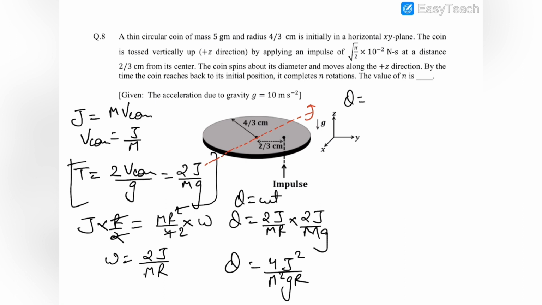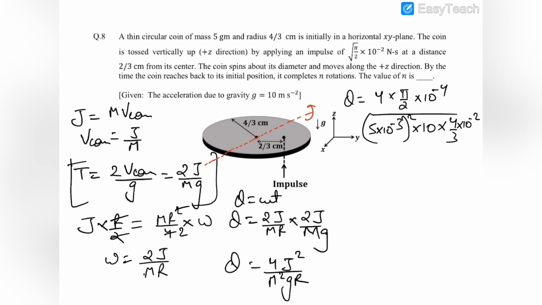So theta will be equal to 4, j square will be pi by 2 into 10 raised to power minus 4, m square will be 5 into 10 raised to power minus 3 whole square, g will be 10, and r will be 4 by 3 into 10 raised to power minus 2. So this theta would be 60 pi, and we have to find out the number of rotations.